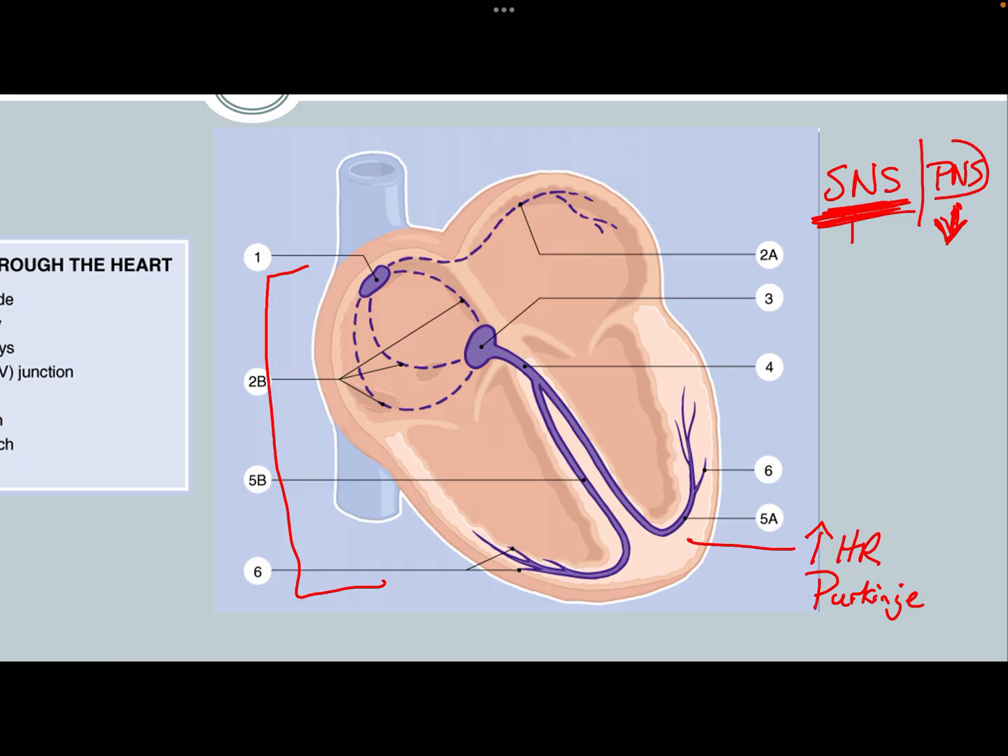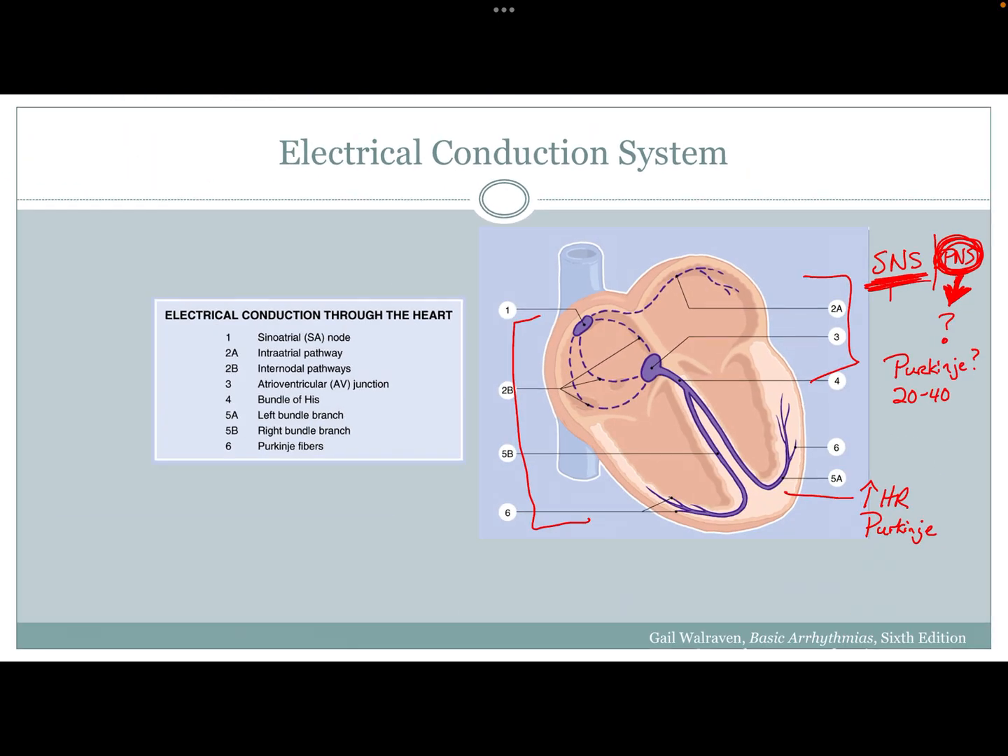But let me ask you a question. Do you really want the parasympathetic nervous system that can slow down a heart rate? Do we really want it to influence the Purkinje fibers? The Purkinje fibers beat at a rate of 20 to 40 beats per minute. Do we really want the parasympathetic nervous system to slow that down? No, you do not. So the parasympathetic nervous system innervates the top half of the heart, not the bottom. We do not want to slow down any more than we have to. So zip that back out.